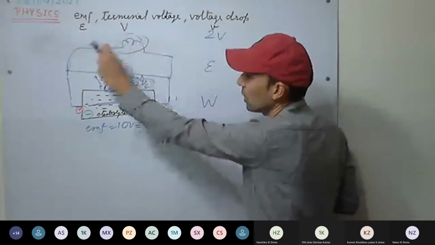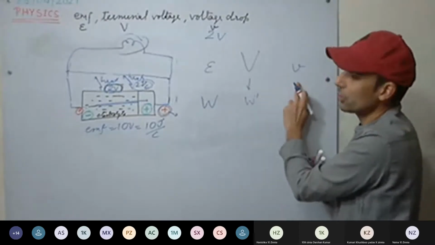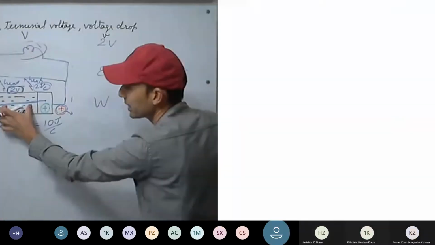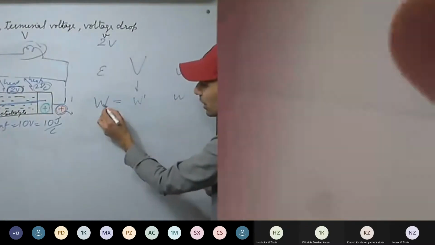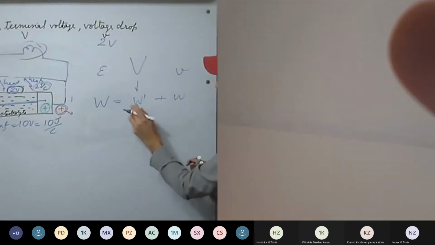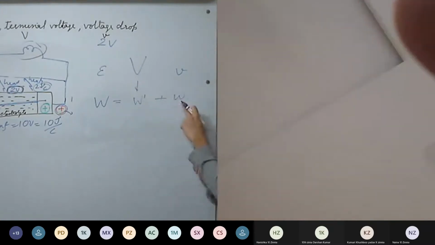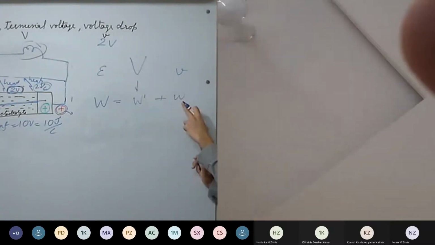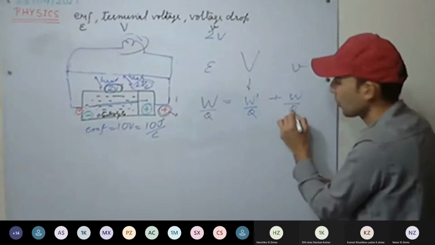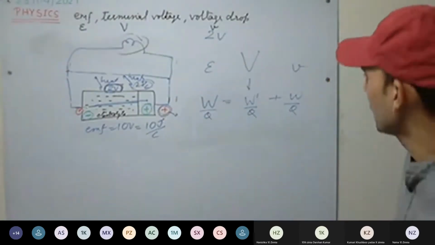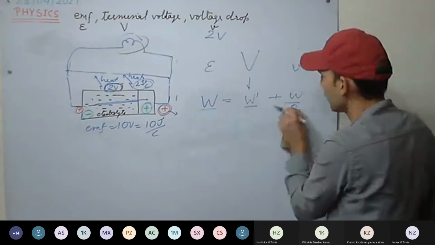Only the outside. So it is W dash. You know W dash should be less than W. And voltage drop is the work done inside the cell, small w. It means this complete work done will be W dash plus w. Okay. If we divide it by unit charge, small or bigger, they have used small. Okay. Unit charge, there we have divided.